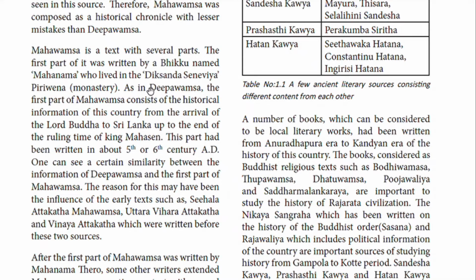As in Deepavamsa, the first part of Mahavamsa consists of the historical information of this country from the arrival of the Lord Buddha in Sri Lanka up to the end of the ruling time of King Mahasen. This part had been written in about the 5th or 6th century AD. One can see a certain similarity between the information of Deepavamsa and the first part of Mahavamsa.